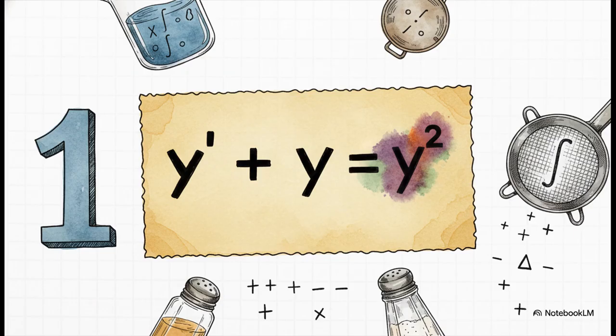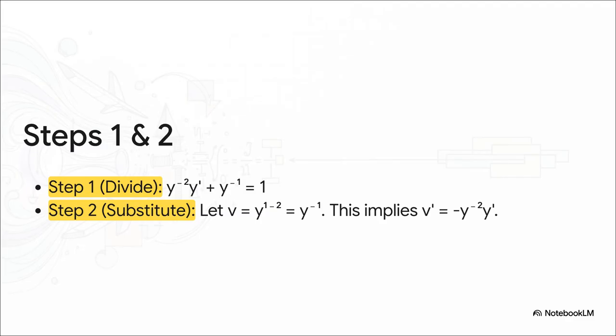We'll start with a classic. y prime plus y equals y squared. You can see it fits the Bernoulli form perfectly, and in this case, our troublemaker n is equal to 2. So, following our recipe, step 1, we divide the whole thing by y squared. That gives us this expression right here.